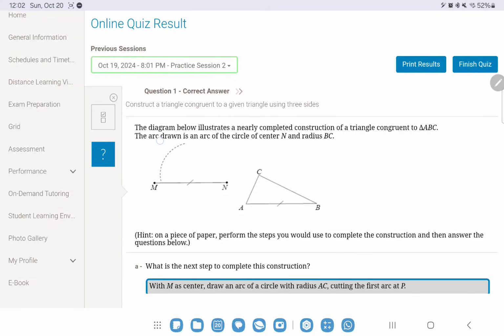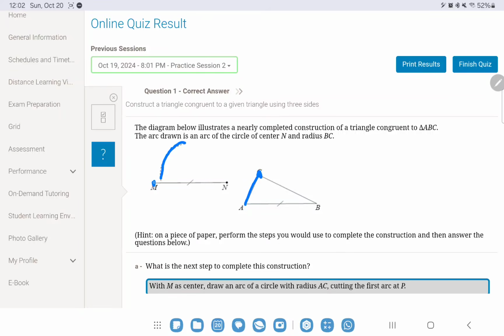The arc is drawn as an arc of the circle with center N and radius BC. So they told you your radius is BC. So what do you do next? Since you already have 1 point, when you're drawing the construction, you have 1 point. Now what you need is the second point that's gonna intersect with this to be your vertex, which is C. And this has to be starting at point M with a radius of AC.